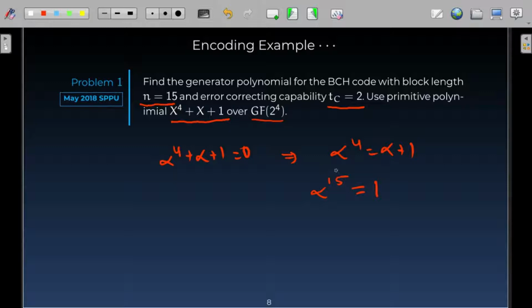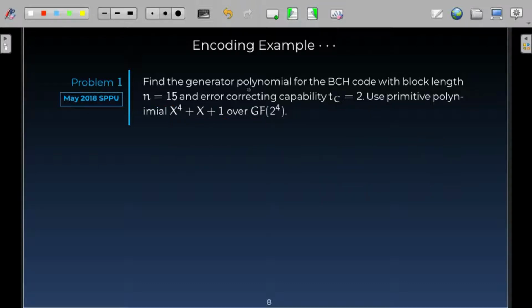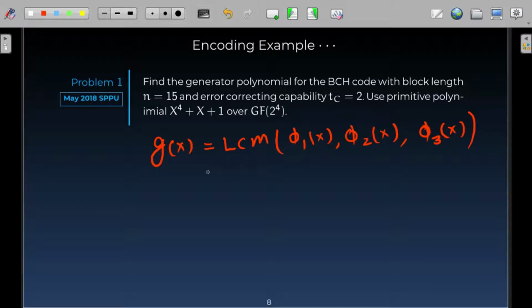Using these two relations, we first have to find the minimal polynomials. But we will consider that later. Now let's just think about the BCH code for a minute. If we have g(x) as the generator polynomial of the BCH code, then since t = tc = 2, it will be equal to the LCM of phi 1 of x, phi 2 of x, all the way up to phi 2t minus 1, meaning phi 3 of x. So g(x) will be the LCM of phi 1, phi 2 and phi 3. Phi 4 we have already seen that we consider only all the way up to 2t minus 1.